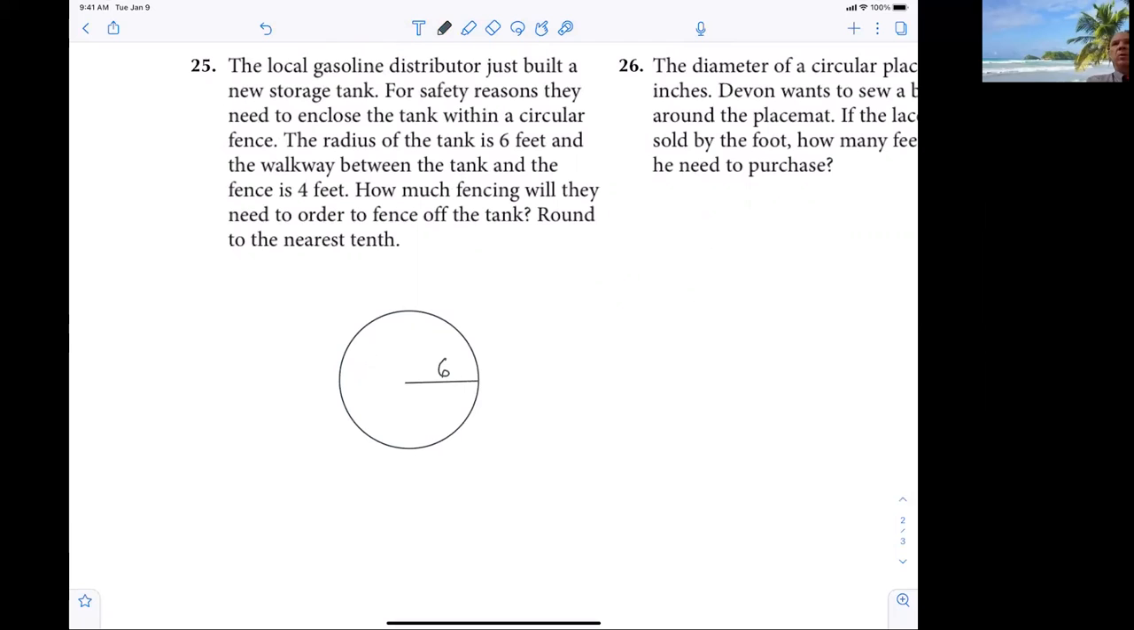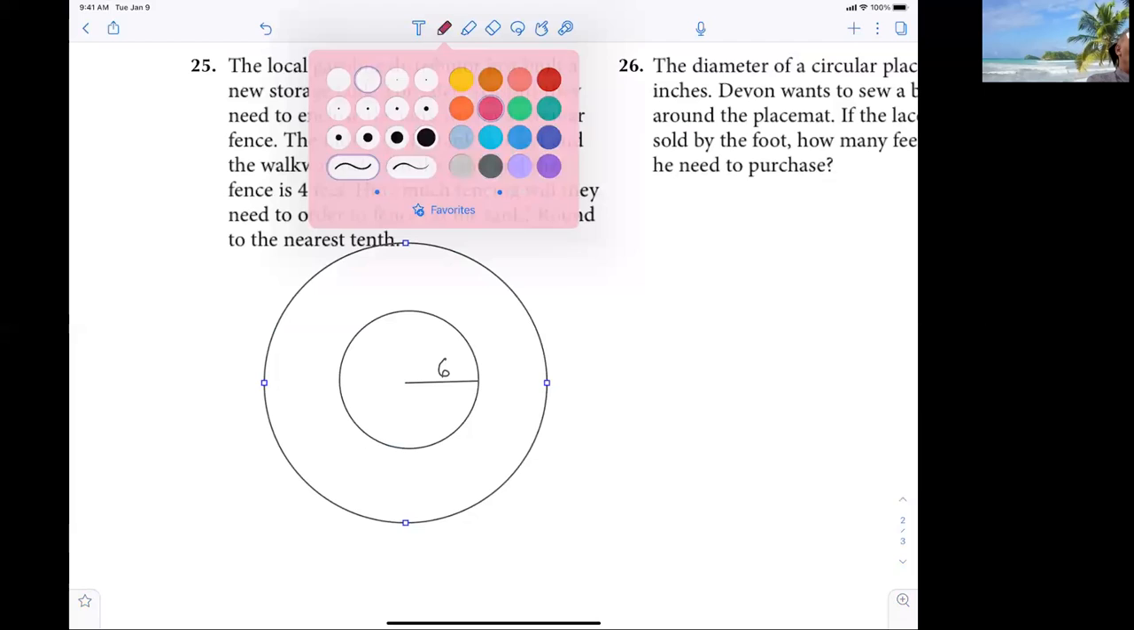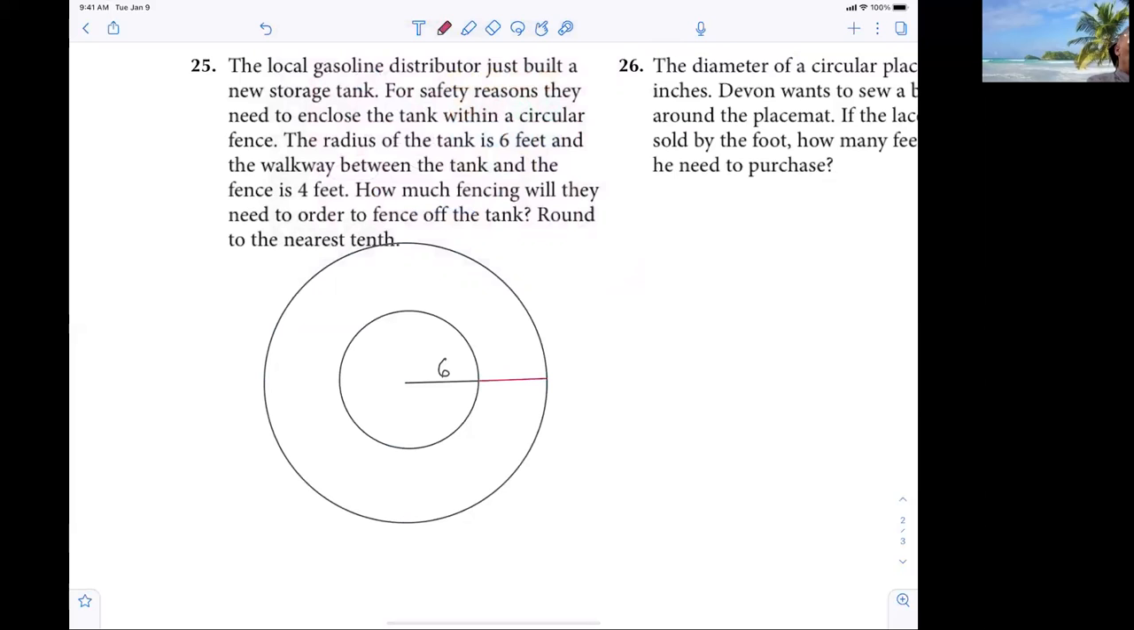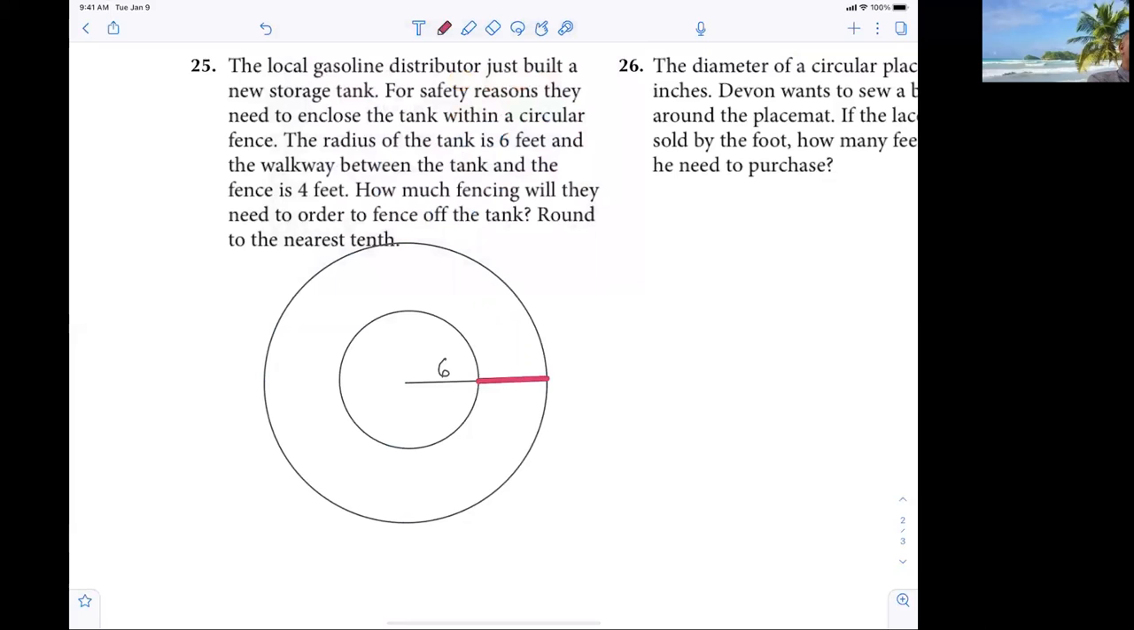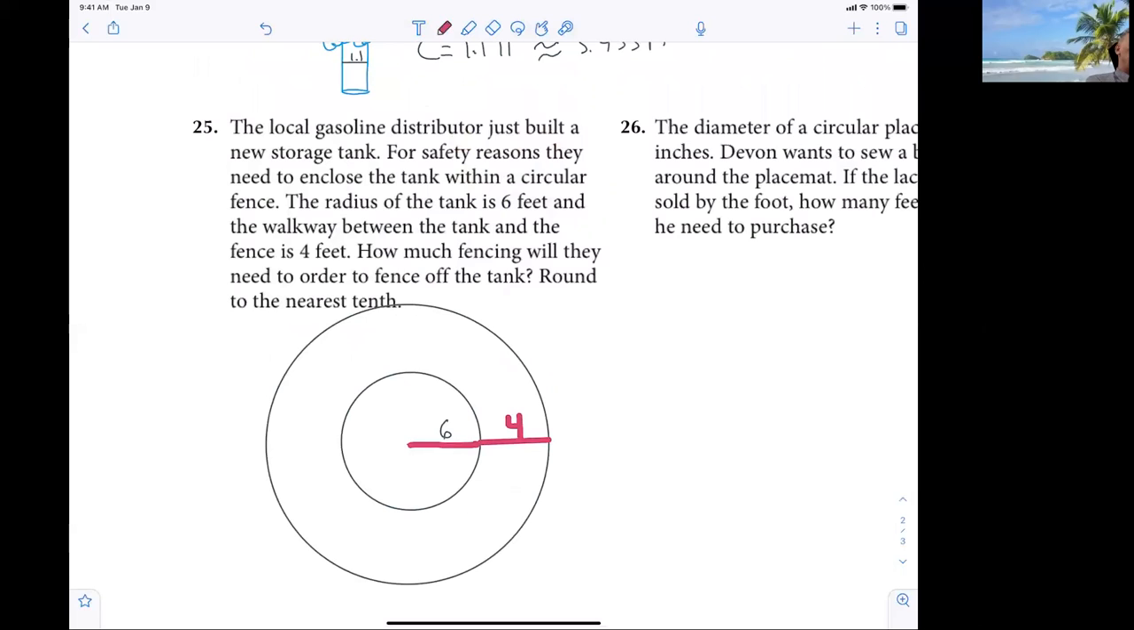So what I'm going to do now is draw another circle. And then we're going to say that this right here is how many? That distance, hold on, let me make it thicker. This distance is going to be the walkway around the tank. How far is that distance? No, this is 6 from here to here, kiddo. So this is 4. Now, how much fencing? Uh-oh, did I make a mistake? Because it says the radius of the tank is 6 feet and the walkway between the tank and the fence is 4 feet. You agree with that?